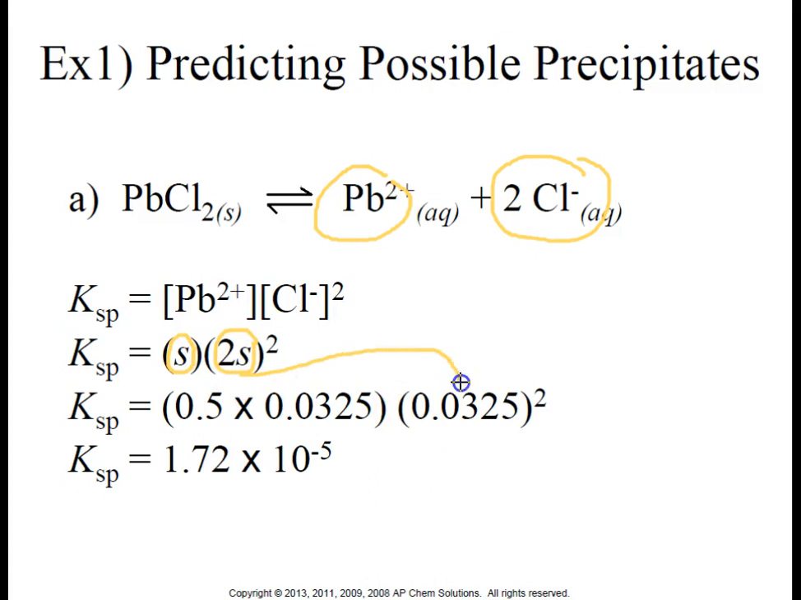We knew the chlorine, so they plug it in. They don't multiply it by 2, it is the chlorine concentration. What they do instead is they multiply it by half to get the lead, which is exactly what we did on the ice table. And they plug those in to find KSP. Let's go back again and look at part B.